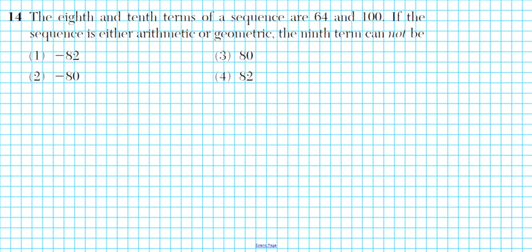It says the 8th and 10th terms of a sequence are 64 and 100. If the sequence is either arithmetic or geometric, the 9th term cannot be, so notice here, cannot be. Okay, so this is an arithmetic and geometric mean problem. Okay, so let's distinguish between both of them first before we set up our problem.